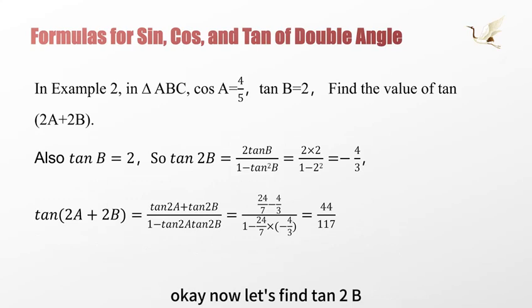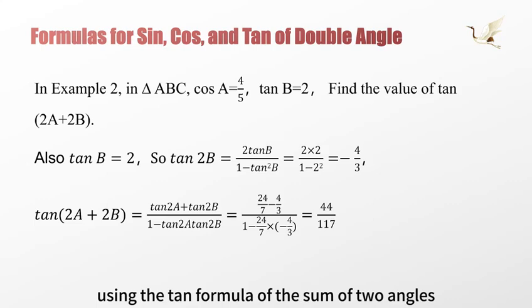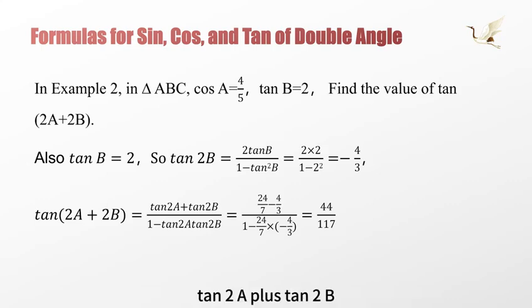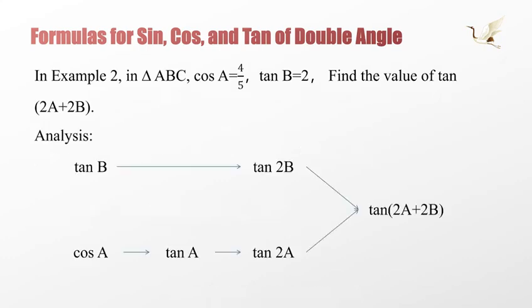Okay, now let's find tangent 2B. Since tangent B is equal to 2, tangent 2B is equal to twice tangent B divided by 1 minus tangent squared B. After substituting the value, we get -4/3. So, tangent of 2A plus 2B, using the tangent formula of the sum of two angles, is tangent 2A plus tangent 2B divided by 1 minus tangent 2A times tangent 2B, which equals 44/117.